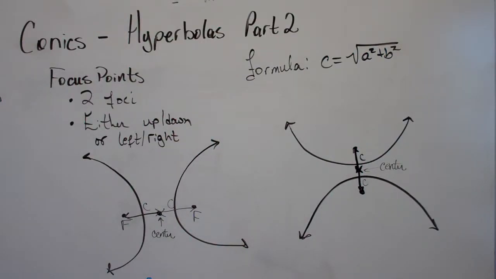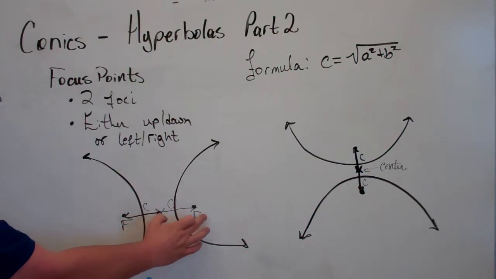All right, in this video we're going over hyperbolas part 2. Now, hyperbolas, just like ellipses, have focus points. Just like ellipses, there are two foci, and they're either up, down, or left, right, depending on which way your hyperbola is open. All right. Now, so your focus points are inside here.